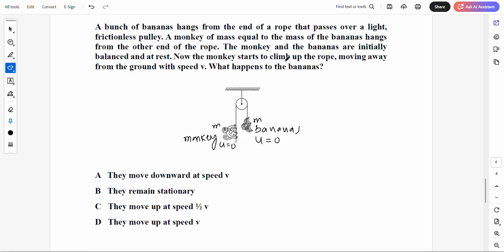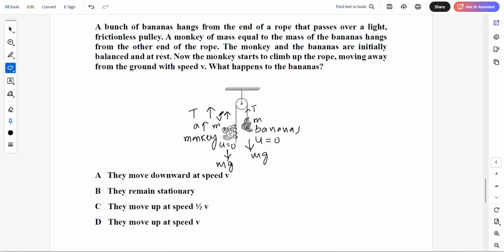Now the monkey starts to climb up the rope, moving away from the ground with speed v. Where will the tension be? Tension will be up only, and here also tension will be up only. It is accelerating up. A is up. Now we'll calculate by using Newton's laws of motion. चलाने वाला, T. mg will be where? Downwards. And mg downwards for bananas also.